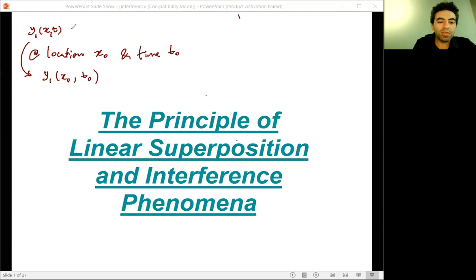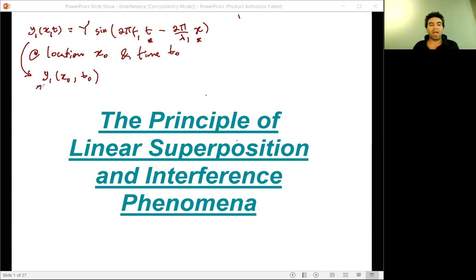In other words, if this was describing something like amplitude times the sine function of twice pi times some frequency times time minus twice pi over some wavelength times position, then if I plug in t naught and x naught here, that gives me the value of the disturbance at that particular time at that particular location.